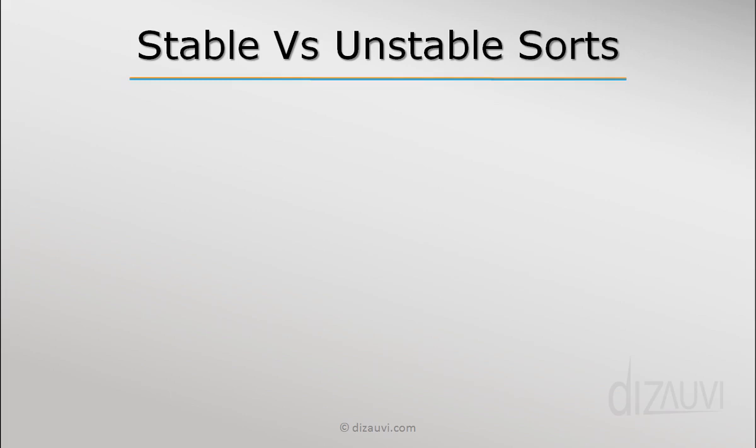Apart from the time complexity of an algorithm and checking if the sorting is in place or not, we also consider whether an algorithm is stable or not. So what does that mean? Well, it's a small thing.